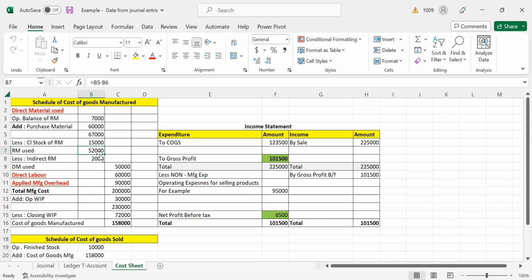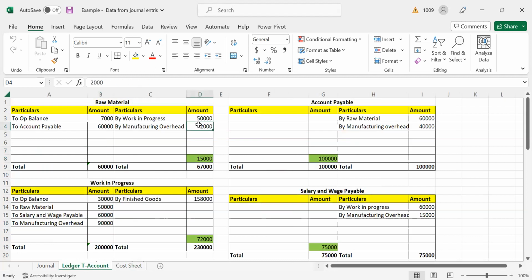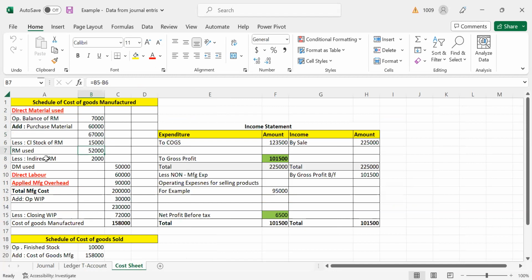Raw material used. Now we want to write here only direct expenditure. So 2,000 is indirect expenditure, we know that, right? So we don't want 2,000 here. What I'm going to do is just reduce it, less indirect raw material. So now we have $50,000.